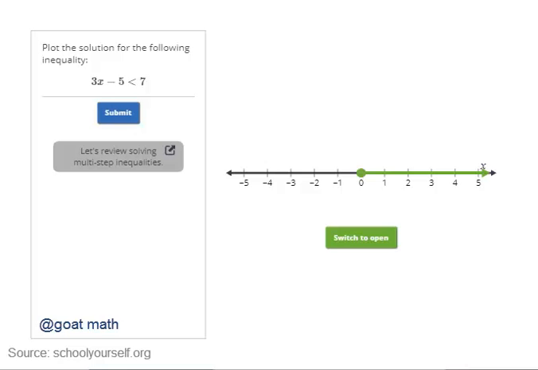To get started, why don't you plot the solution to the inequality 3x minus 5 is less than 7 on this number line over here. You can drag around the dot, you can drag the arrow to make it point left or right, and you can click this button to switch between an open and closed dot. And click over here if you'd like to review.